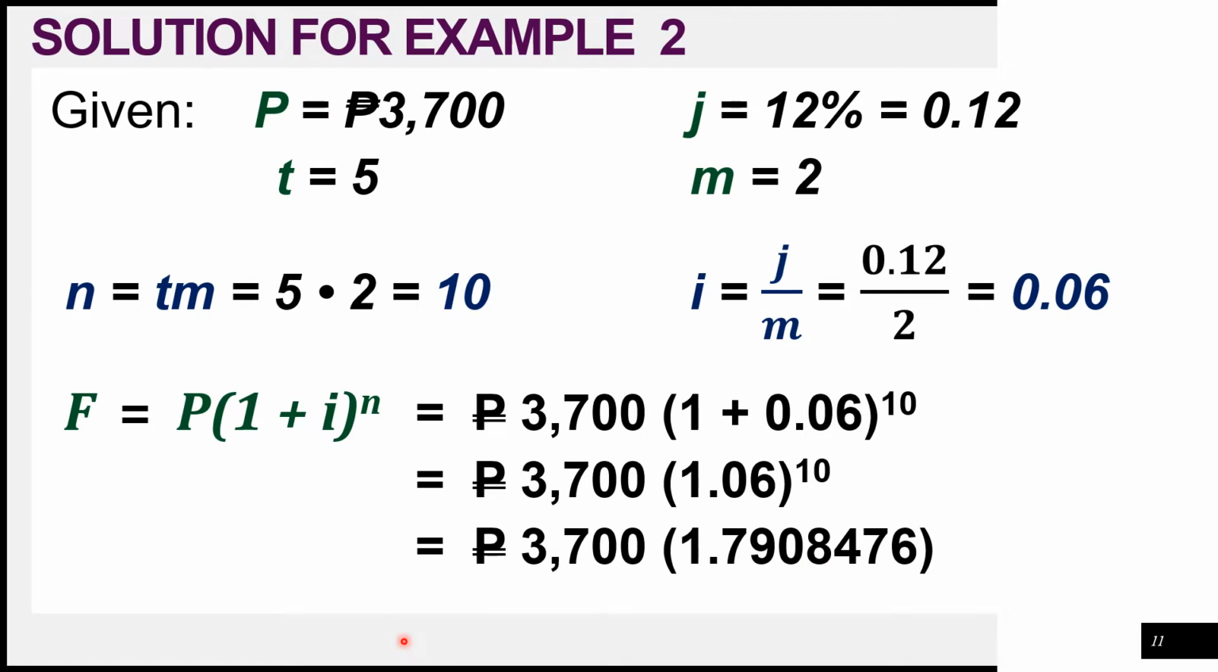Then multiplying this value to 3,700 pesos, we get the product of 6,626 pesos and 14 cents. The final answer, I rounded it off to 2 decimal places. So after getting the product, you'll just have to round it off to 2 decimal places so that it can be in its right or correct peso form, which is 2 decimal places.